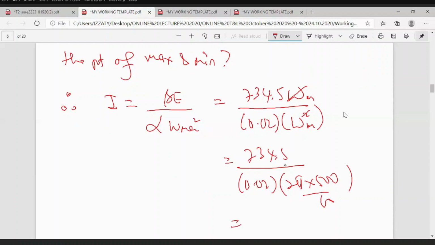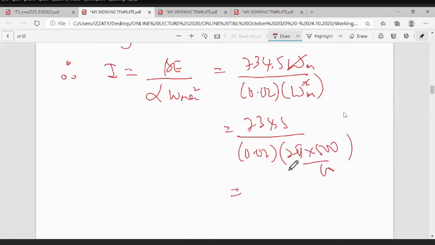So if you do that, I have the numbers here. It's not so huge. You have 701.4 kilogram meter square.